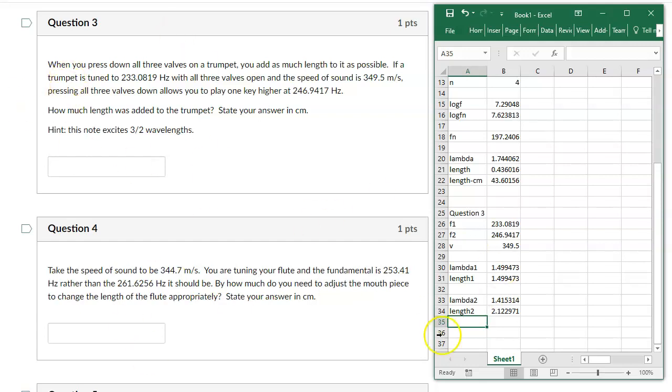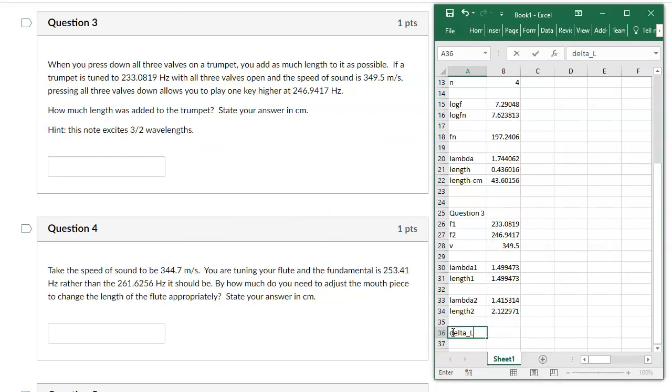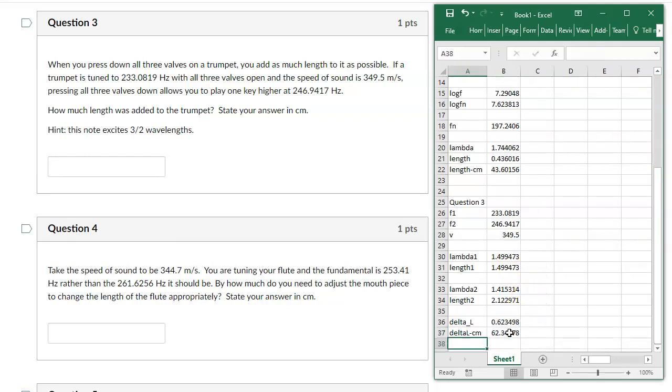And we're asked how much length did we add? And so the delta in length is going to be that minus that, the difference between the two. And then we're asked, what is that in centimeters? And we're just going to multiply by 100. Okay? And that's it for question 3. You have to calculate the length at one frequency, calculate the length at the other frequency, take their difference and convert into centimeters at the end.